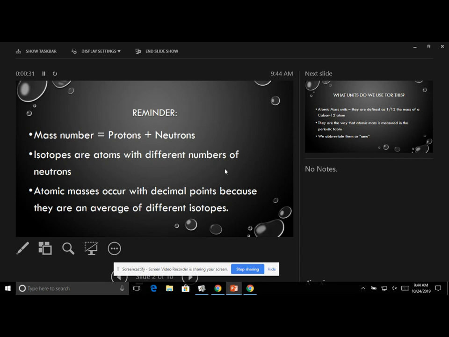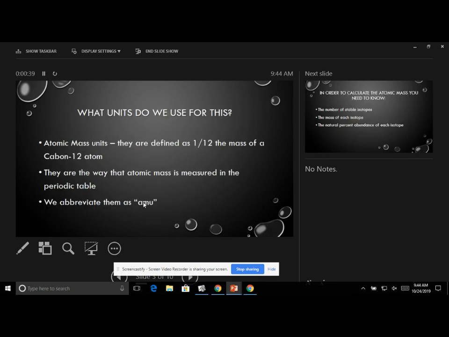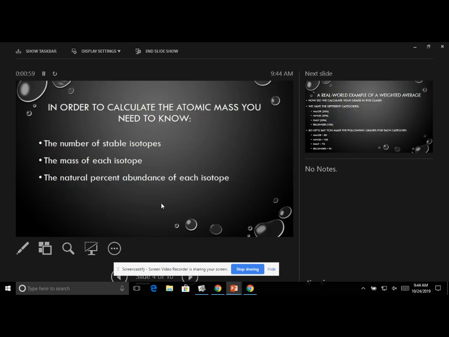All right, so the atomic masses that we see on the periodic table are these averages of all the naturally occurring isotopes. So what units do we use for this? Atomic mass units. They're defined as 1/12 the mass of a carbon-12 atom. They are the way that atomic mass is measured in the periodic table, and we abbreviate them as AMU. In order to calculate the atomic mass, you need the number of stable isotopes, the mass of each isotope, and then the natural percent abundance of each isotope.